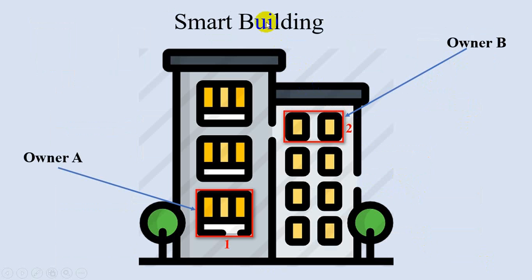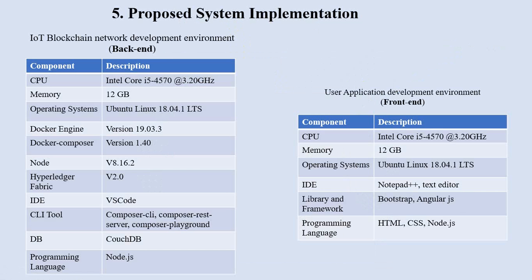And here is a brief explanation of how the smart building works. As you can see, it can be an apartment or any type of organization. If one room has one owner, owner A has one room and owner B has another room, and based on that ownership they can control only their own devices. For instance, owner B cannot control a device installed in the other rooms. That is a brief explanation of our idea. Next is our proposed system implementation environment.